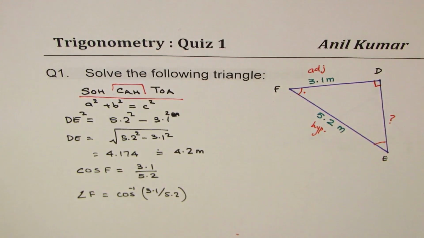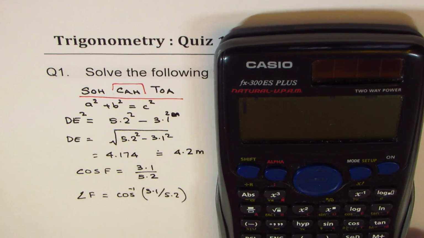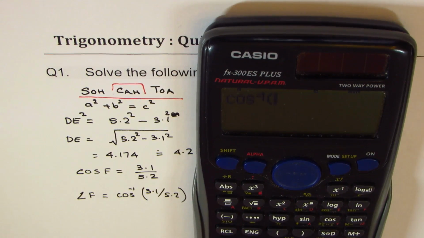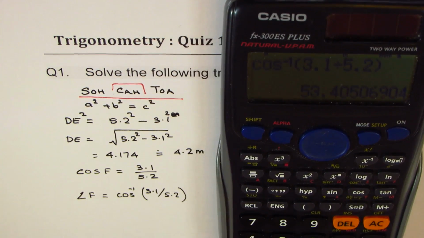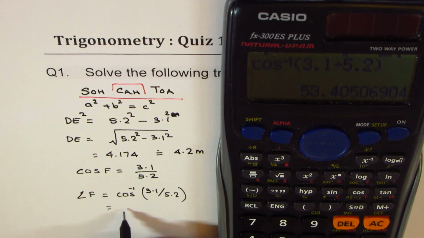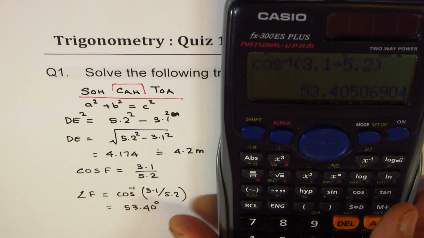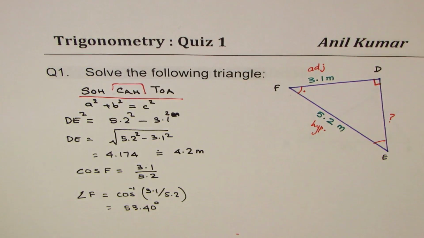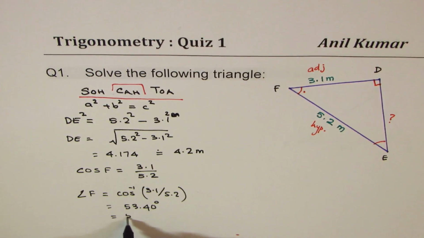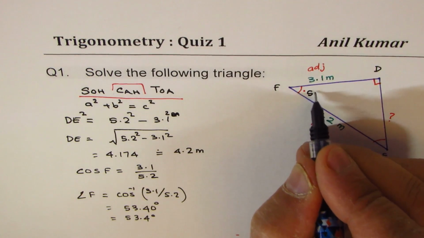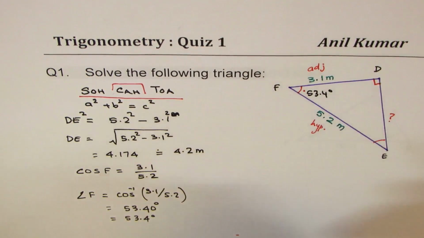And again let's use the calculator. Shift cos inverse within brackets 3.1 divided by 5.2 bracket close equals. So that gives you the angle 53.40 degrees, right? Okay, so rounding to one decimal place, we could write this as 53.4 degrees. So we have this angle as 53.4 degrees.